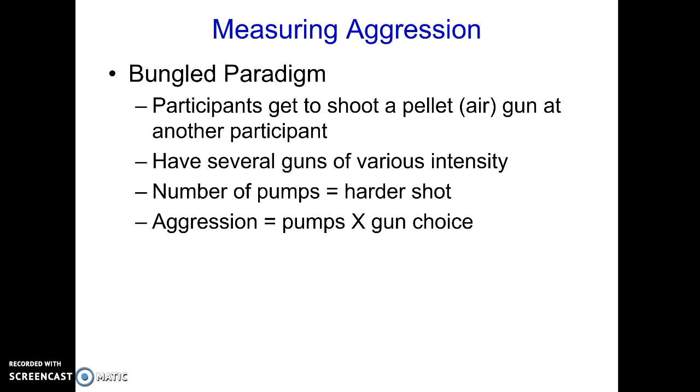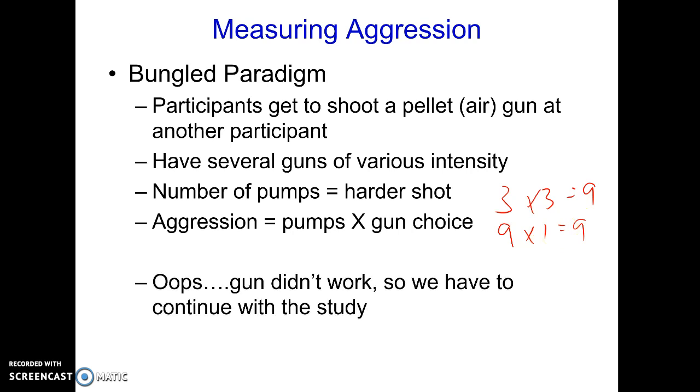So let's say you pick gun number 3 and you pump it 3 times, your aggression score would be 9, which would be equal to if you pick the 9th gun and only pump it once. All right, and so that's the way this works. However, what happens is before they actually get to pull the trigger, the research assistant stops them and says, "Oh my gosh, you're in the wrong condition. I'm so sorry. Here, let's put all that away and let's finish up the study."